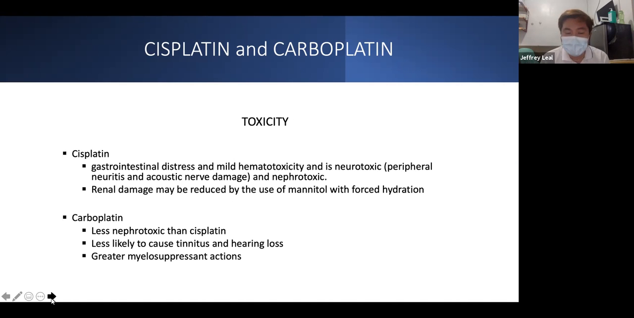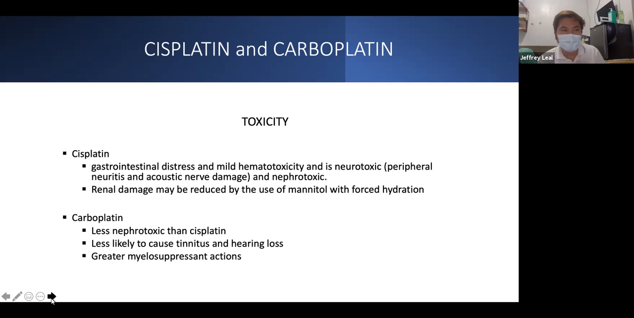Okay? For the toxicity of your cisplatin, they can cause GI distress. They can cause mild hematotoxicity. They can also be neurotoxic and nephrotoxic. Sa neurotoxic, nagkakaroon sila ng peripheral neuritis, acoustic nerve damage. And the renal damage may be reduced by the use of your mannitol. So, nagda-diuresis ka, and forced hydration.